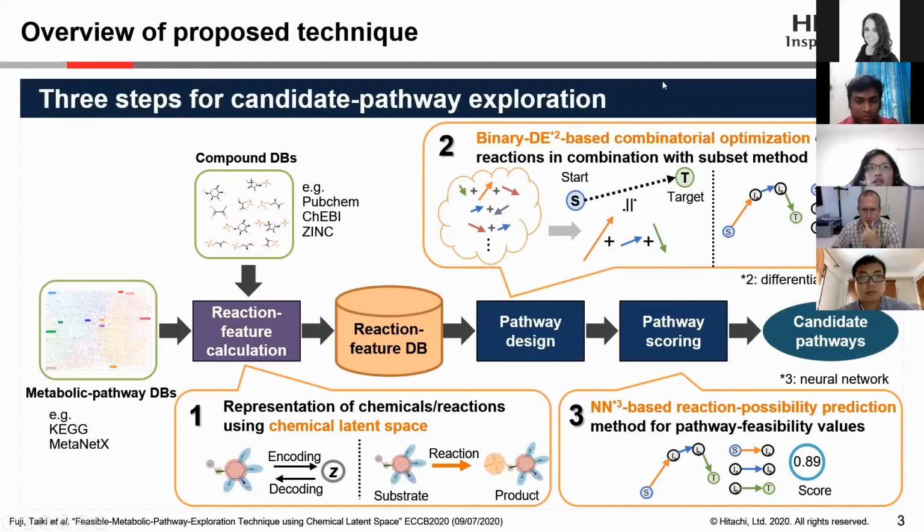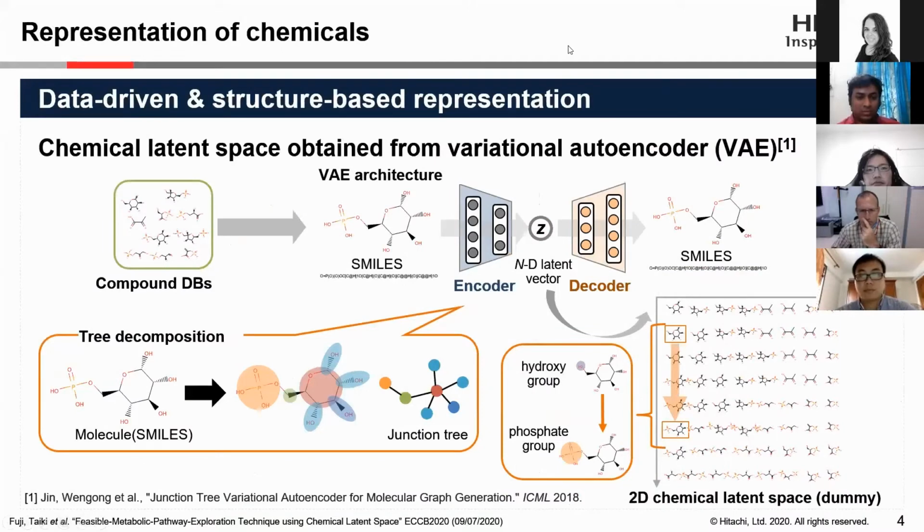To solve these challenges, we propose a three-step technique. These steps are reaction feature calculation, pathway design, and pathway scoring. Specifically, first step, representation of chemicals and reactions using chemical latent space. Second step, binary differential evolution-based combinatorial optimization of reactions in combination with a subset method. Third step, a neural network-based reaction possibility prediction method for pathway feasibility values.